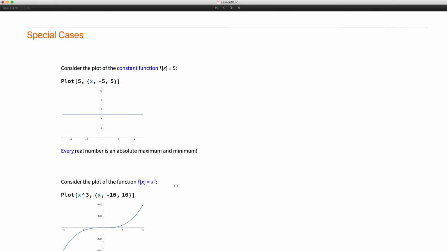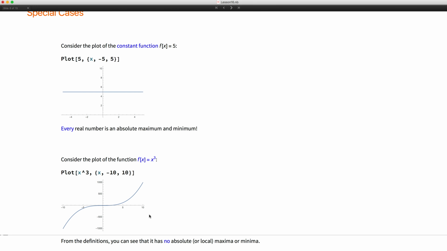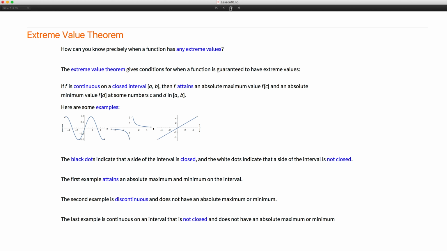Namely, that you could have a situation in which either everything is optimal or nothing is optimal. Okay, so now the question is, how do we find these extreme values? But even before talking about that, we need to figure out some conditions under which one can guarantee that there are extreme values. And this is what's called the extreme value theorem. What that does is it gives you conditions for when a function is guaranteed to have extreme values.